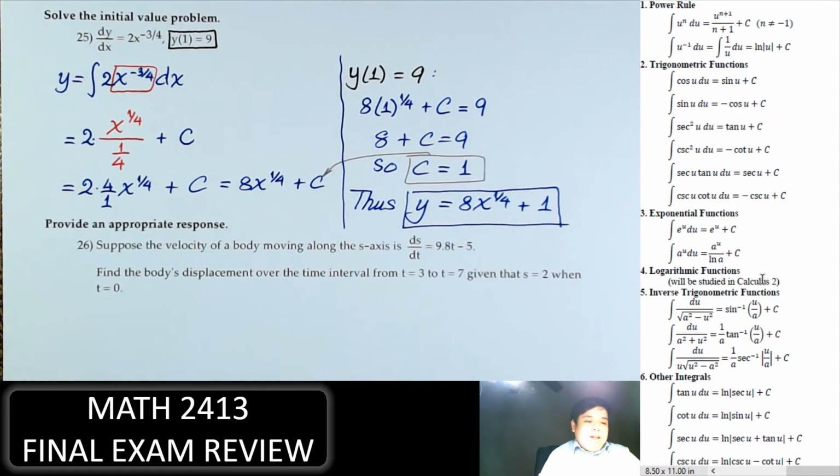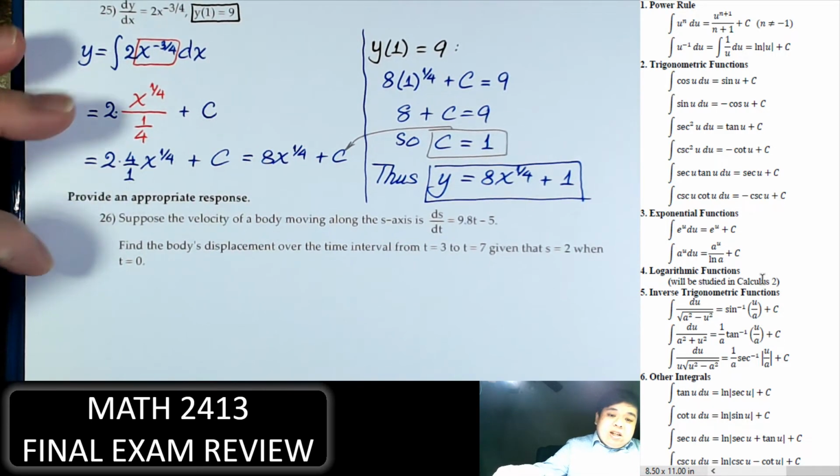Right? Now, let's look at this problem. Suppose the velocity of a body is moving, so in that case, find the body's displacement over a time interval from t equal to 3 to 7, given that s is equal to 2 when t is equal to 0. Right? So the displacement from 3 to 7. Pretty much let's just find the function, see what happened. So let's try the problem again.